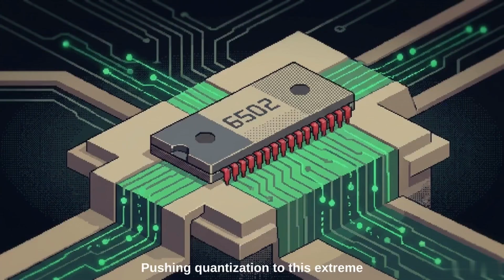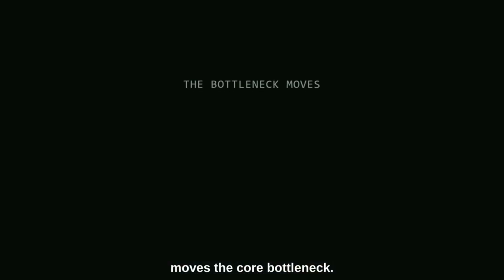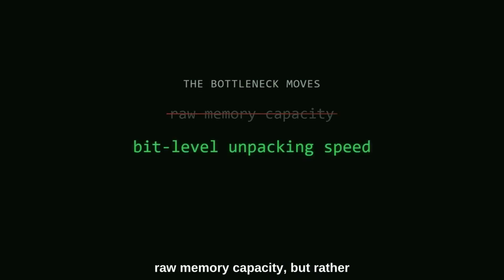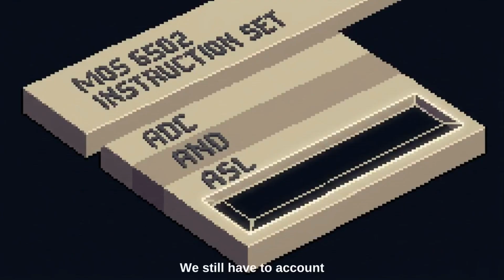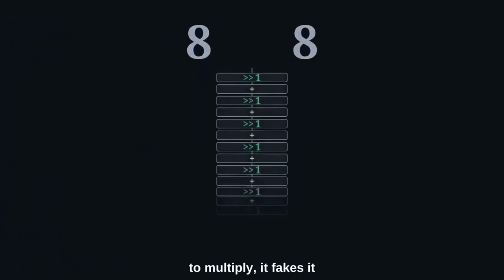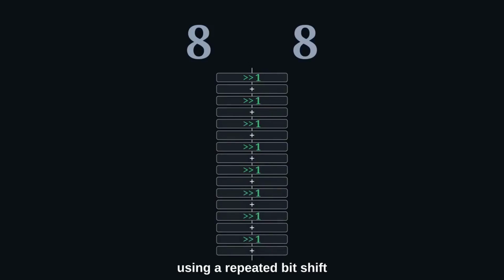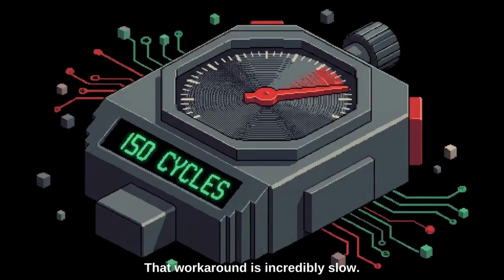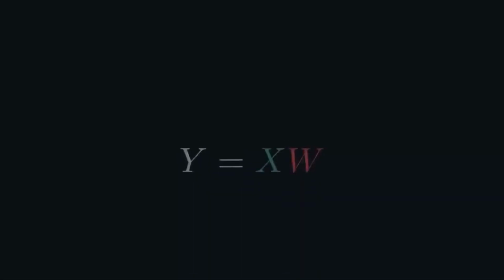Pushing quantization to this extreme moves the core bottleneck. We no longer worry about raw memory capacity, but rather the speed of unpacking data at the bit level. We still have to account for the CPU's missing instruction set. When a 6502 processor needs to multiply, it fakes it using a repeated bit shift and add sequence. That workaround is incredibly slow. Executing a single 8x8 multiply and accumulate operation drains 150 clock cycles.